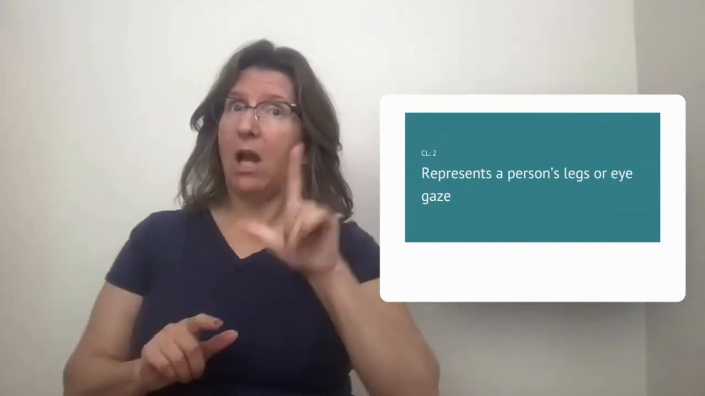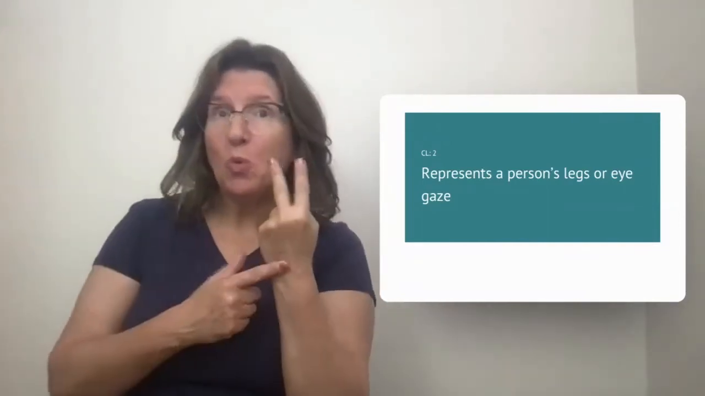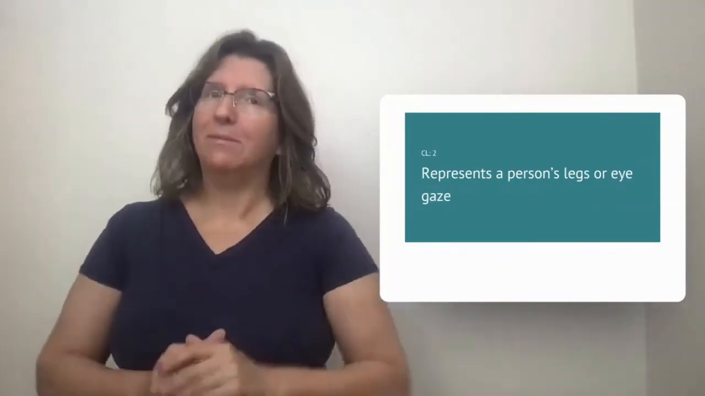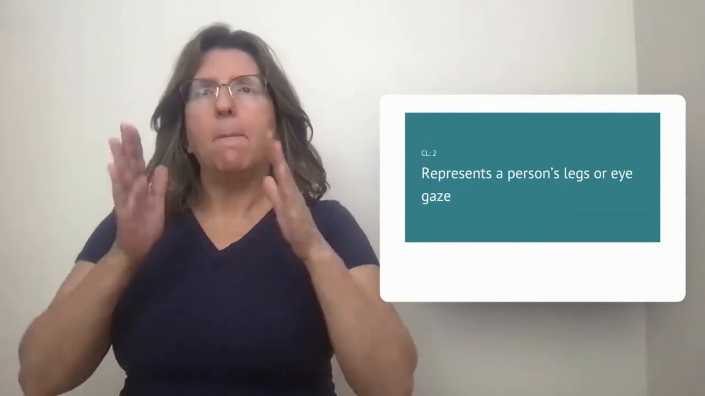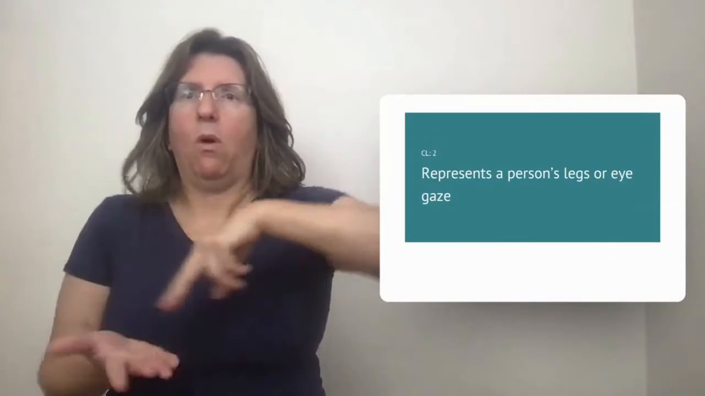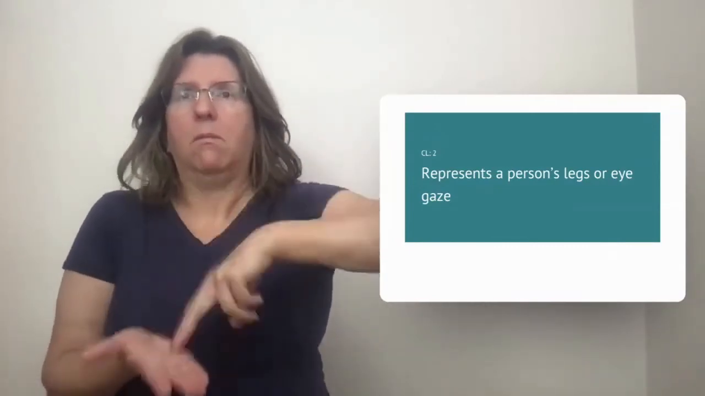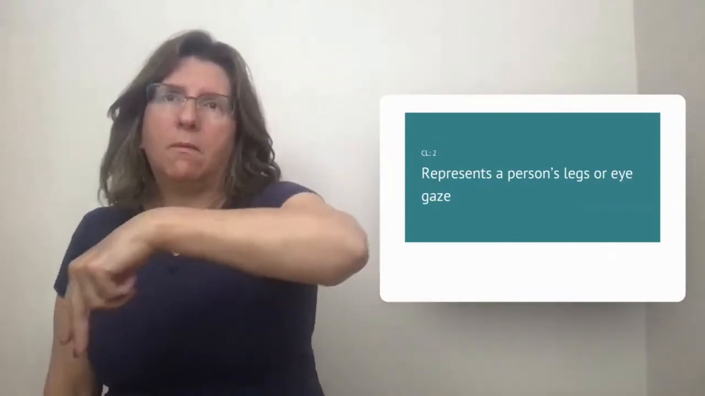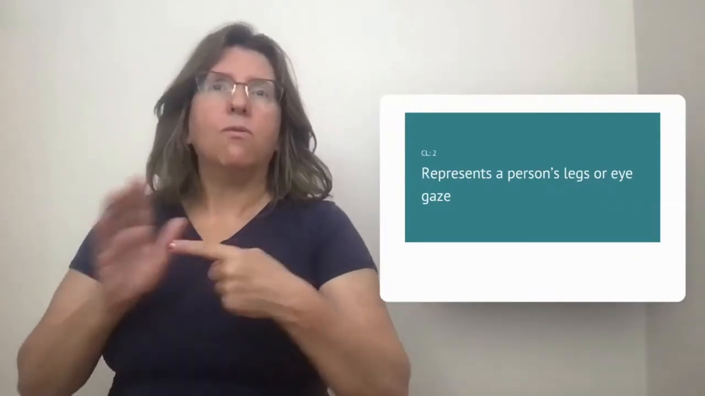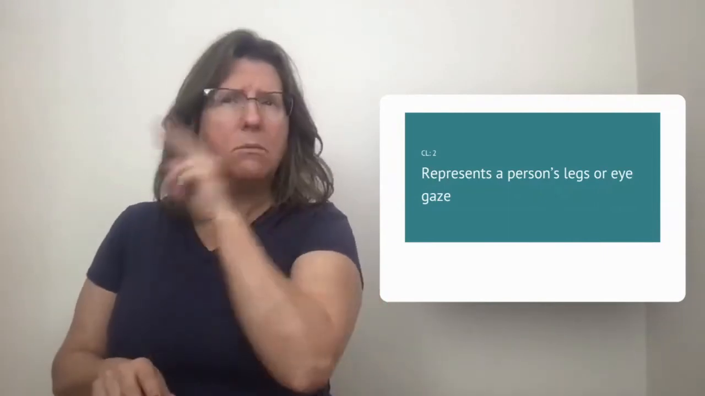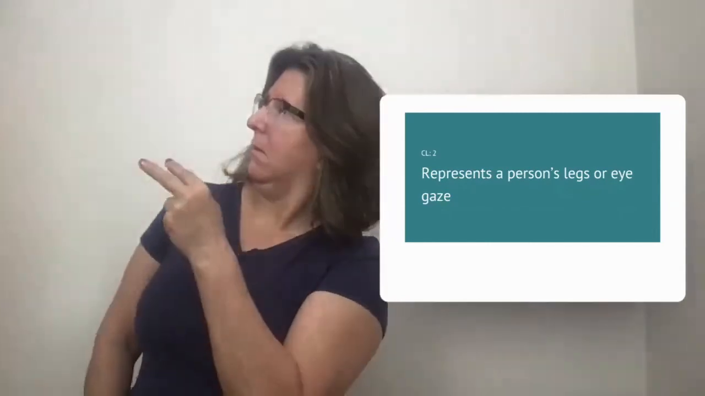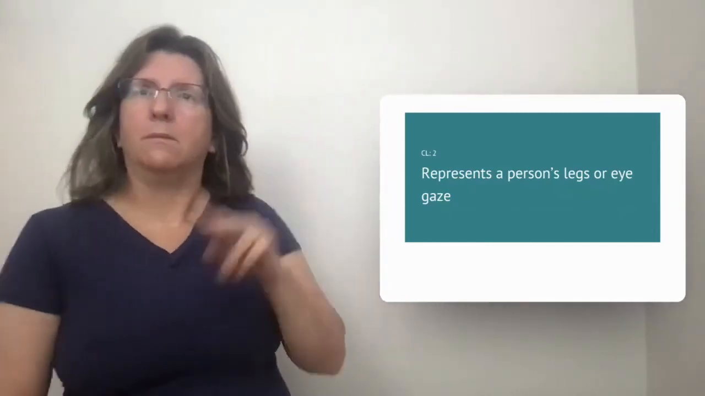CL2, which looks like the natural gesture for the number 2, but it isn't, represents a person's legs, like this, walking along a surface, or jumping. The CL2 can also show the act of walking without a surface base. It can also represent the eyes. By changing directions and using space, you can understand the person's change in eye gaze.